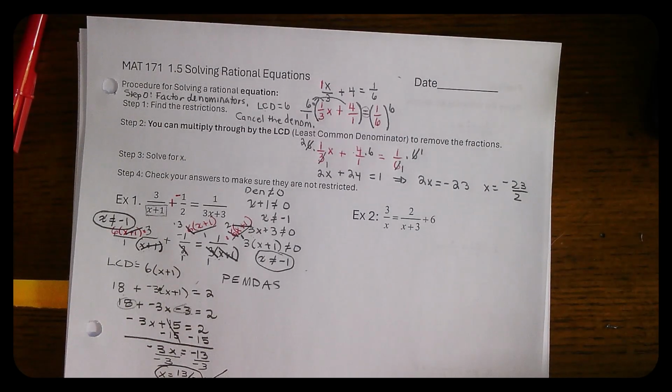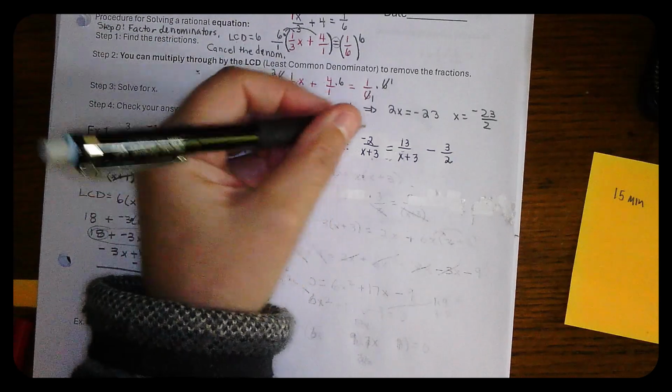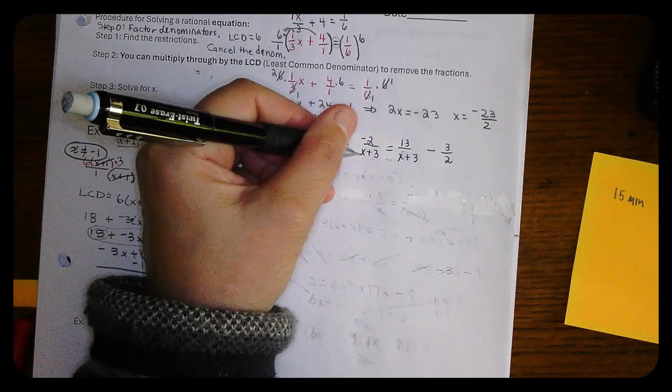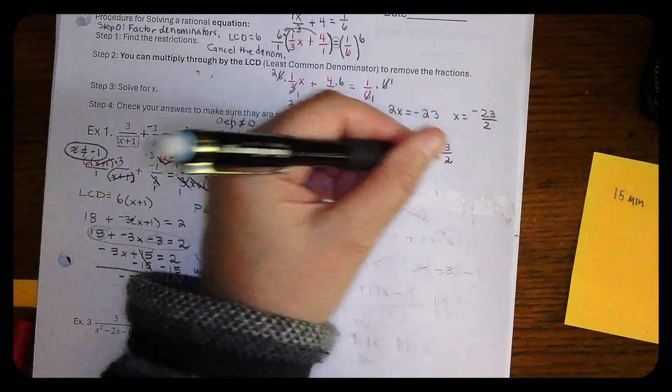All right, let's try again. Okay, number 2. I had to change the problem here so it would work, but we have negative 2 over x plus 3 equals 13 over x plus 3 minus 3 over 2.